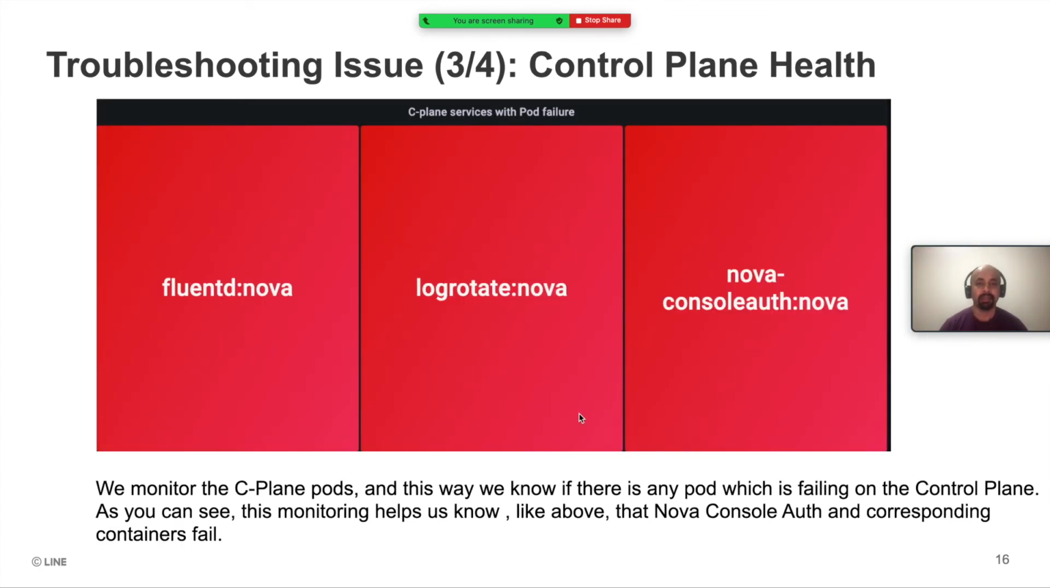Then we have another dashboard which monitors the control plane health. So in this case, using cAdvisor, we can identify if there are certain pods which are failing, or certain sidecars which are failing in the Kubernetes environment, and we can showcase it on the system, which can be helpful in identifying how the control plane is actually working on our system.